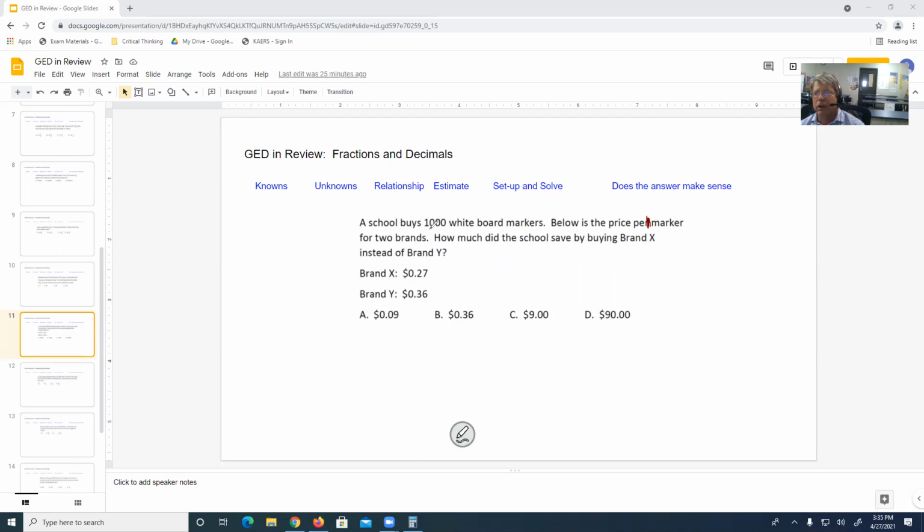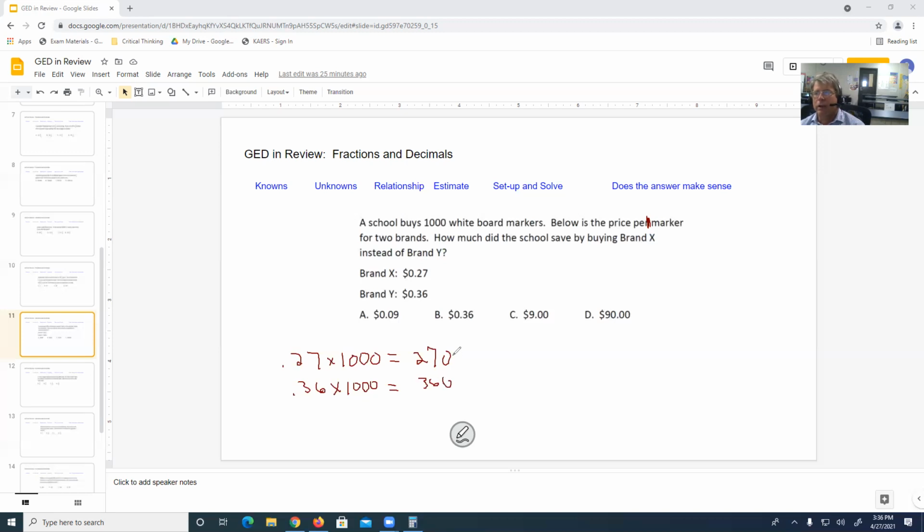What I need to do is find out how much it costs for 1,000 markers. So that known there has to multiply by the price for brand X. So since I've got 27 cents per marker and I buy 1,000 of them, I have to figure how much that actually costs. If you multiply by 1,000, all you do is slide the decimal over 3 places to the right, and that would be 270. Or you can put that math in the calculator, 0.27 times 1,000, and it would give you 270. Then you got 36 cents. If you multiply that by 1,000, again, all you're really doing is moving the decimal 3 places to the right, and that would be 360.